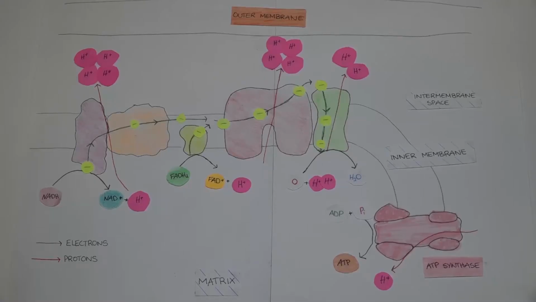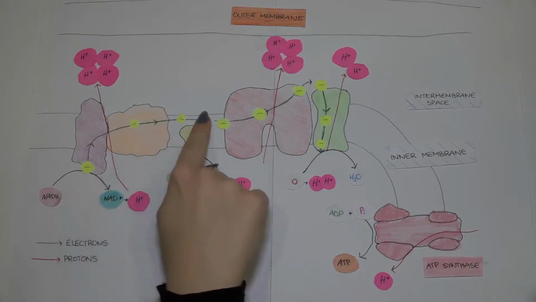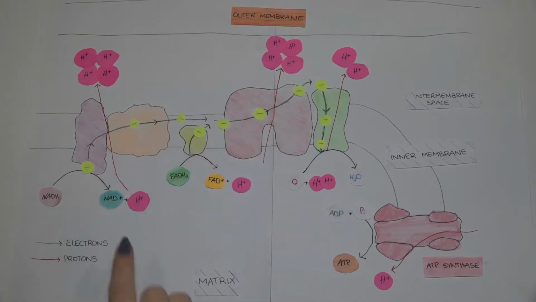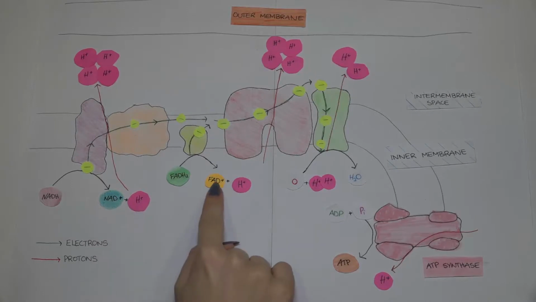Last but not least, we have the electron transport chain, which is the final step of aerobic respiration. The purpose of this reaction is to return reduced NAD and FAD into ATP. This occurs by both reduced NAD and FAD donating an electron into the electron transport chain, becoming NAD plus and a proton, and FAD plus and a proton.